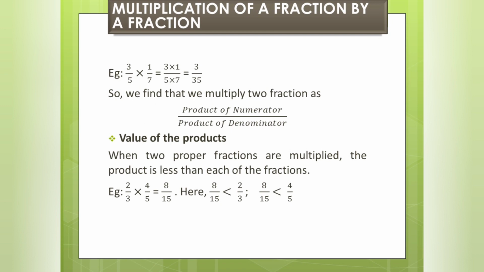Here see that 8/15 is the product that is smaller than 2/3. And just see the next fraction, 4/5. So we can see that 8/15 is again smaller than 4/5. So we are saying that when two proper fractions are multiplied, the product is less than each of the fractions.